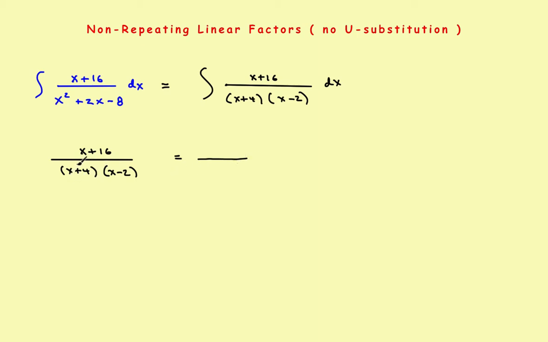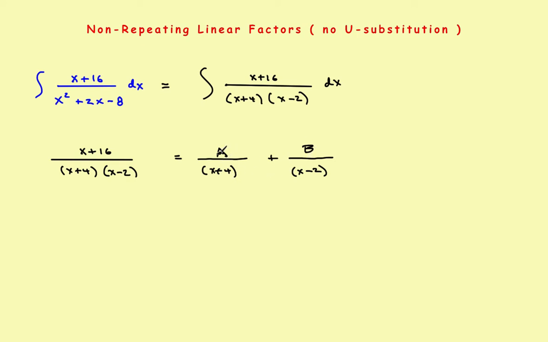And the first factor is x plus 4. It's non-repeating because this is just an exponent of 1 here. And also, it's a linear factor. So this is going to be x plus 4, and I need to figure out what this coefficient is, so we'll put just the letter A right here. Then plus, the second factor is going to be x minus 2. And again, it's a non-repeating linear factor, so I'll put a B right here. So what I've done in this step is to decompose the rational function into two partial fractions.